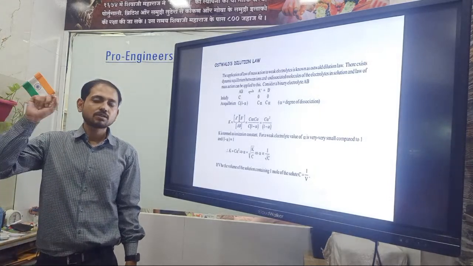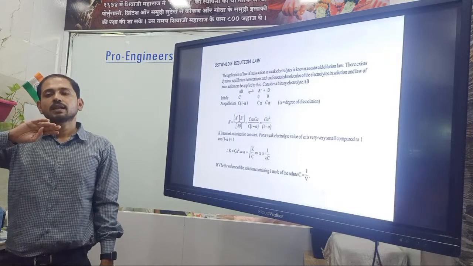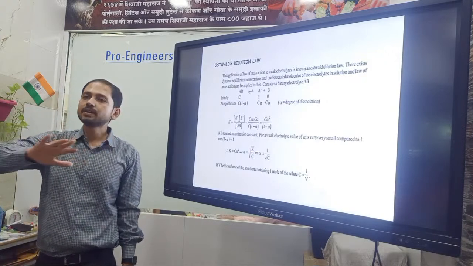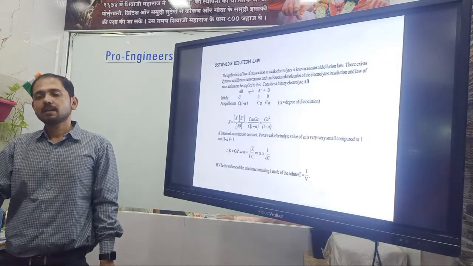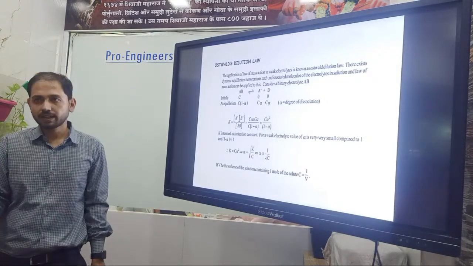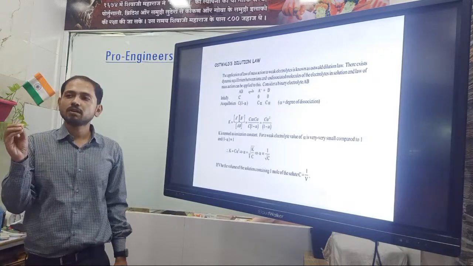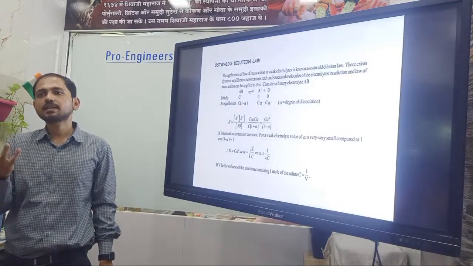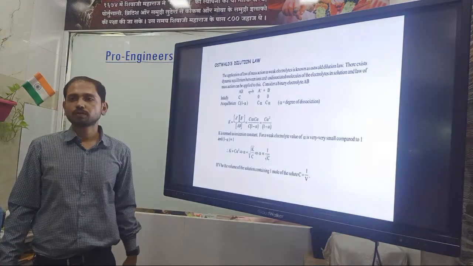Again, I am repeating: strong acid, strong base, strong electrolytes, any salts, whether you take a high concentrated solution or a low concentration solution, the degree of dissociation remains the same. 100% dissociation takes place. There is no relation between the concentration and degree of dissociation for strong electrolyte. But things become interesting when we consider weak electrolyte. How does the concentration affect the degree of dissociation in case of weak electrolyte? That we need to study in Ostwald dilution.